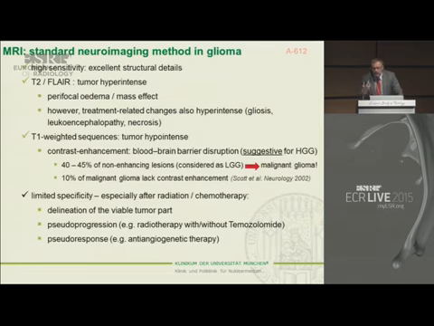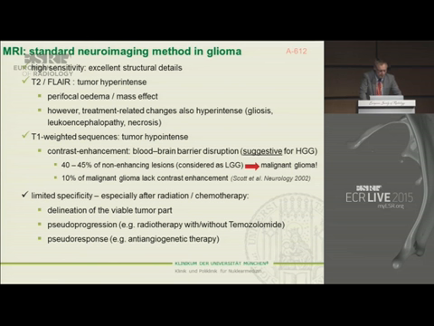So also, I'm a non-radiologist. I would like just to give you my view on the MRI. This is a standard neuroimaging method in glioma, of course. It has a high sensitivity and excellent structural details. At least in our department, the workup includes a T2 FLAIR imaging, where the tumor is hyperintense. You can see the perifocal edema and the mass effect. However, treatment-related changes are also hyperintense, like gliosis, leukoencephalopathy, and necrosis.